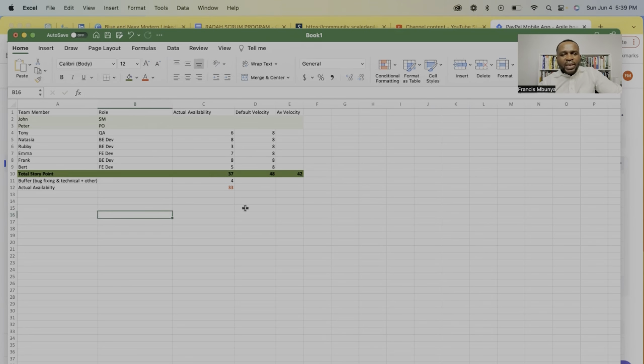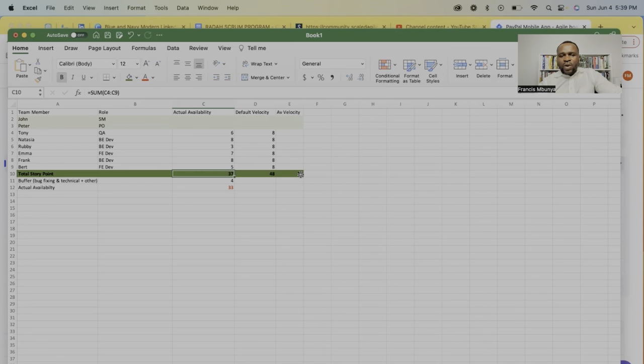Who are the people taking 1 day off? You see Emma is taking a day off, because we subtract 1 from 8. Tony is taking 2 days off. Robbie is taking 5 days off. And then Bert is taking 5 days off. Now, when we add how much they can actually do for this sprint, it is 37.